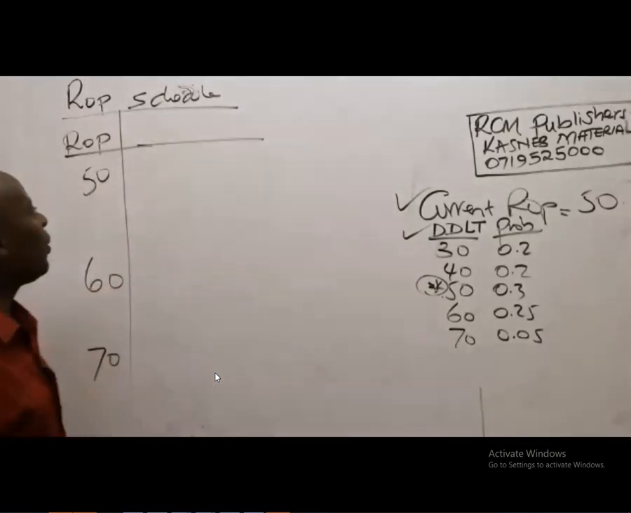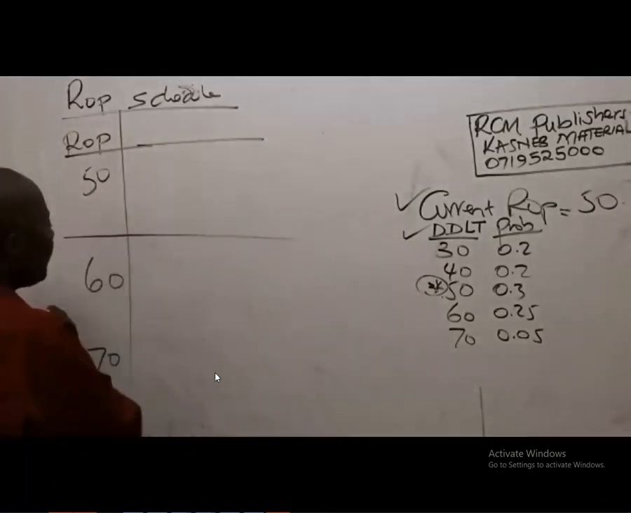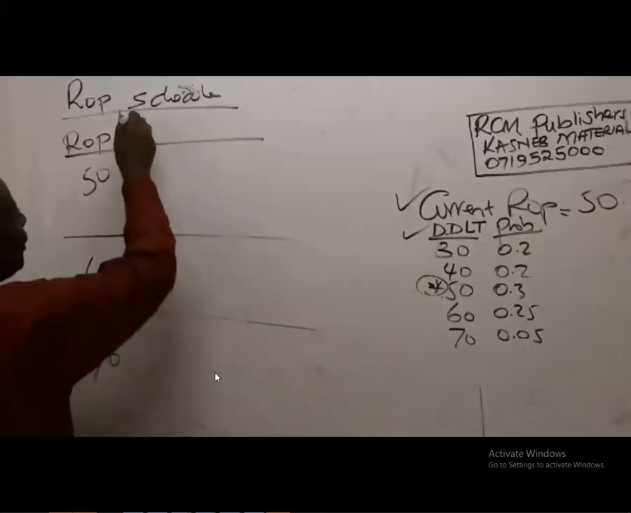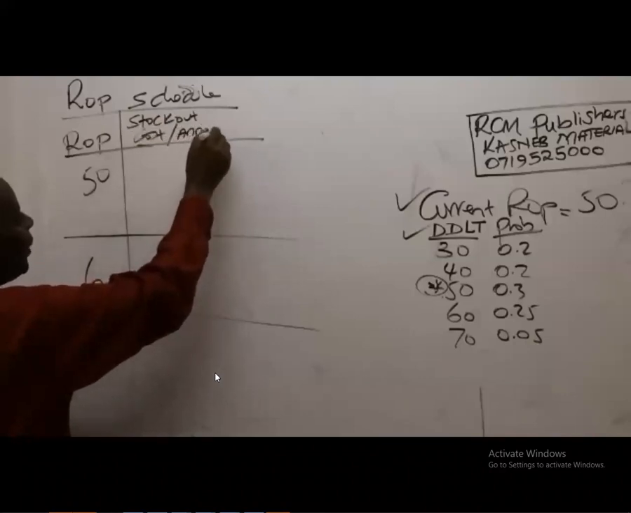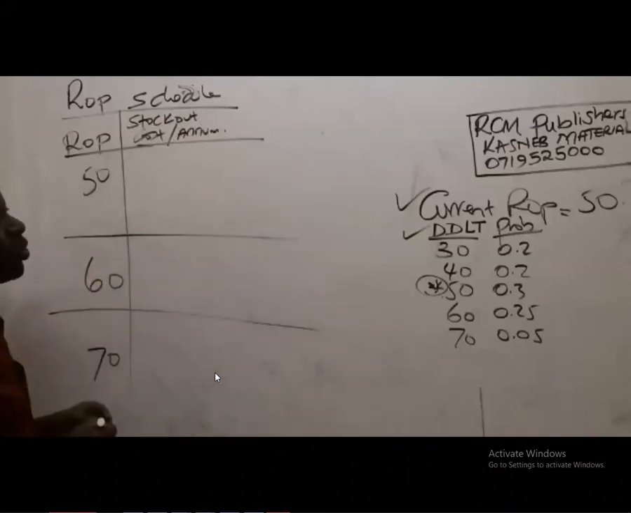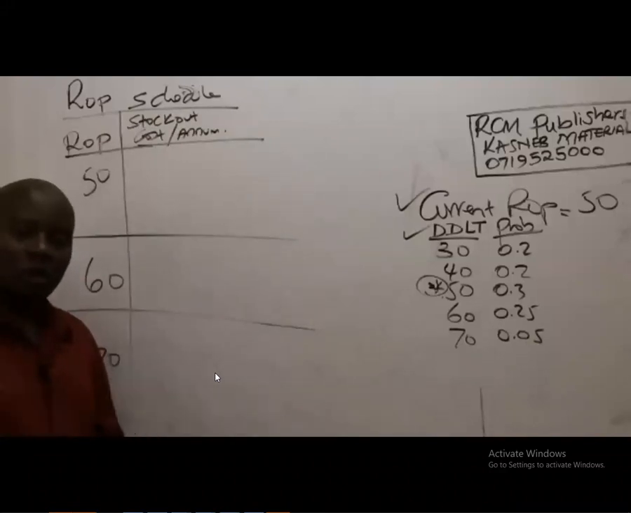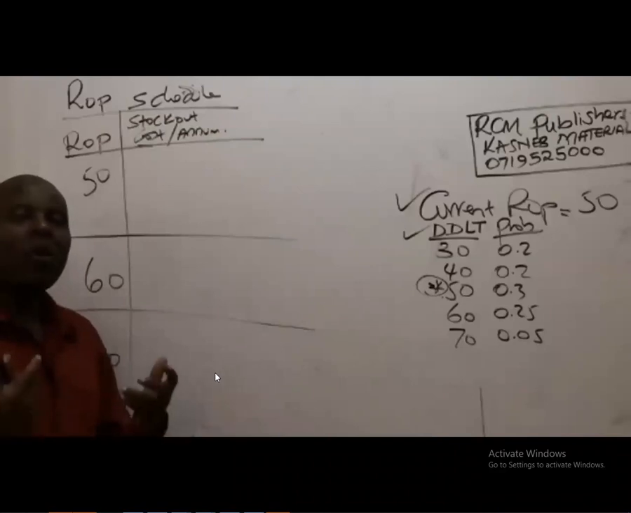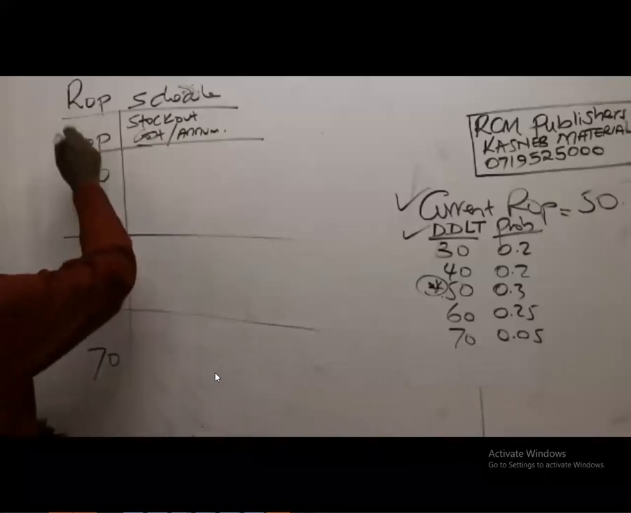Now, ladies and gentlemen, once you give me this, the next thing that I will come and think about is what we call the stock out cost per annum. So remember, stock out cost arises whenever the demand that we have exceeds the supply. So this ROP is also known as the supply, what you're supplying.